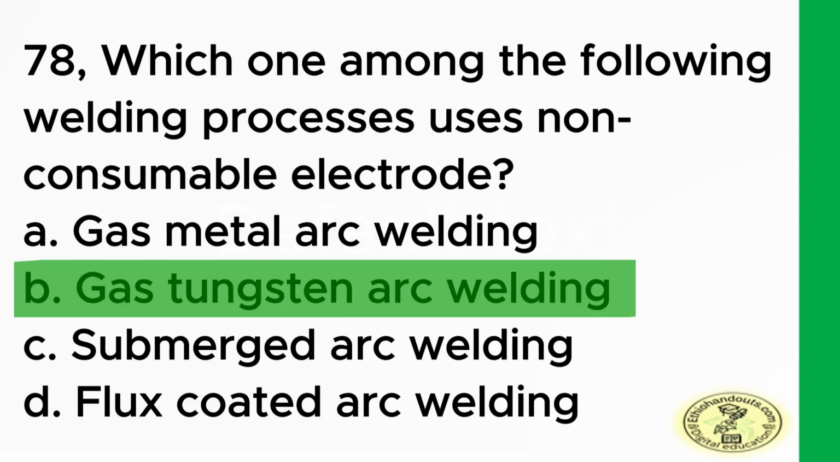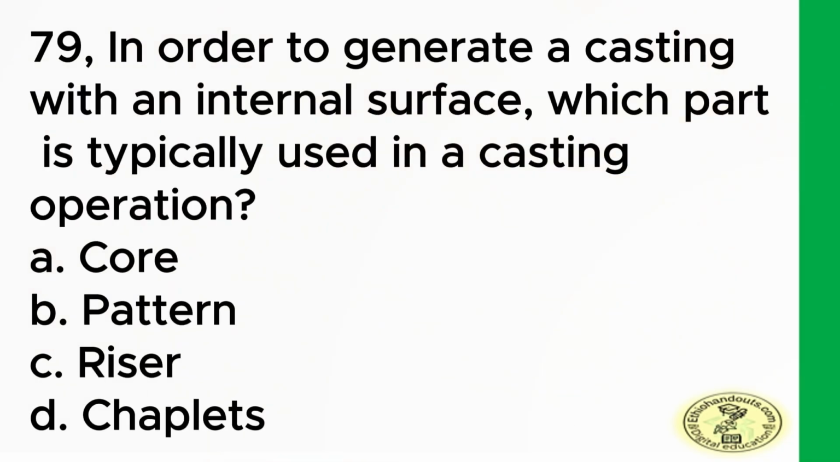The correct answer is B. Gas tungsten arc welding. 79. In order to generate a casting with an internal surface, which part is typically used in a casting operation? A. Core, B. Pattern, C. Riser, D. Chaplets.